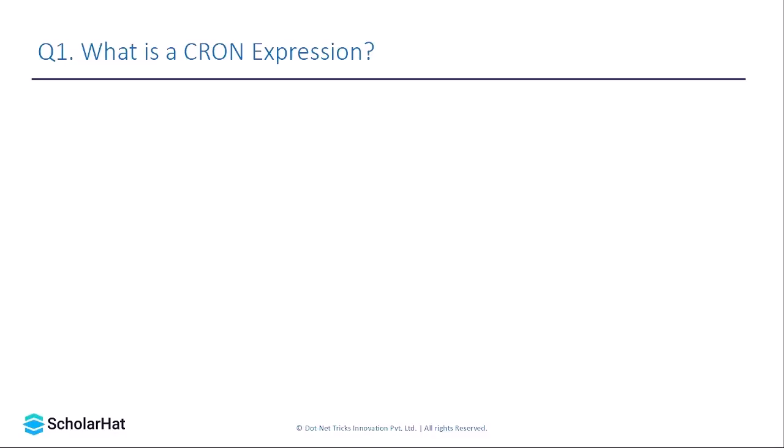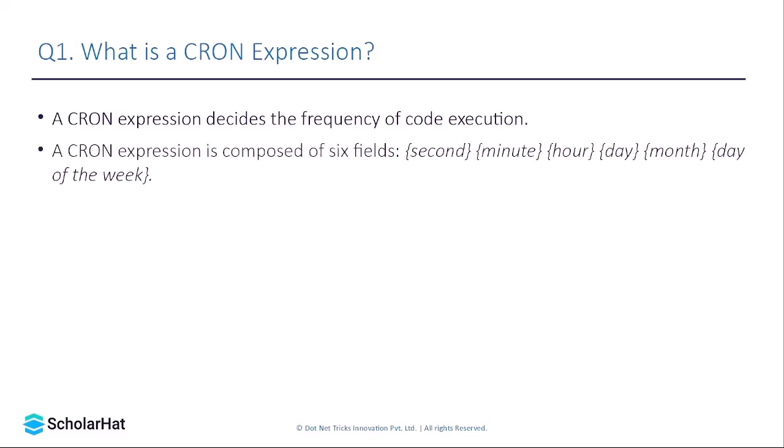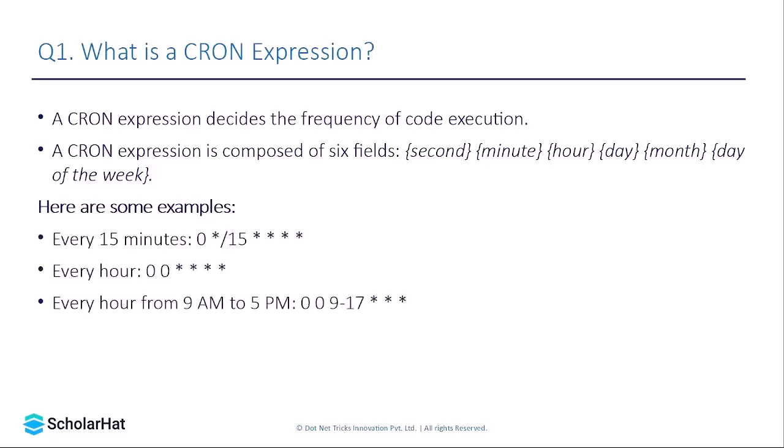The next question is about the cron expression. So what do you mean by a cron expression? A cron expression decides the frequency of code execution, and it is composed of 6 fields. The first field is second, the second field is minute, the third is hour, the fourth is day, the fifth is month, and the sixth is day of the week. Whenever you write a cron expression, you have to write it in this way. With the help of a cron expression, you can decide the frequency of any code execution.